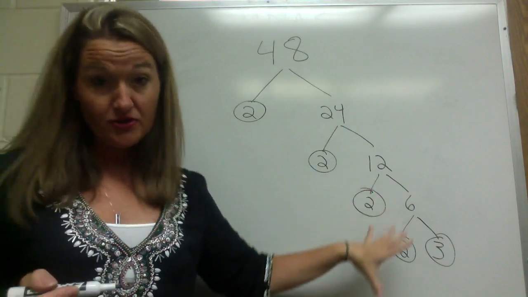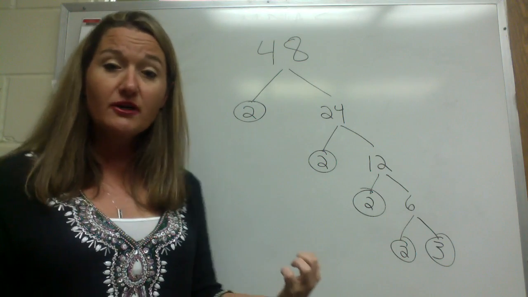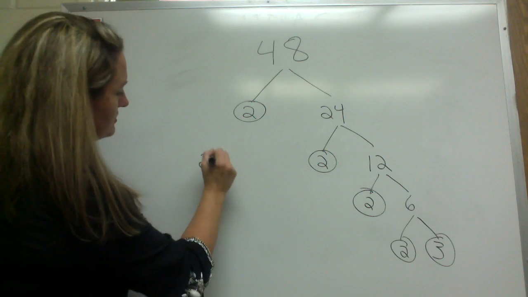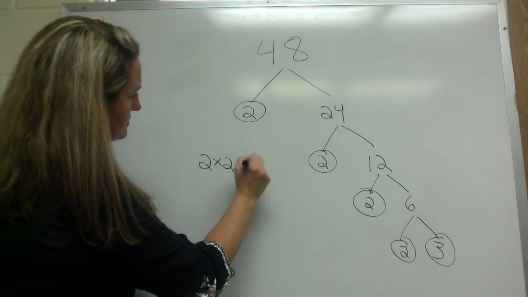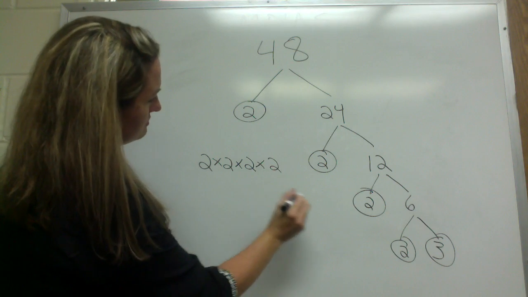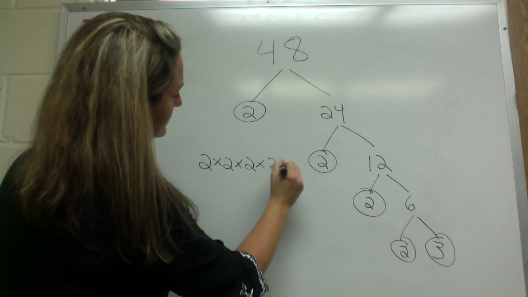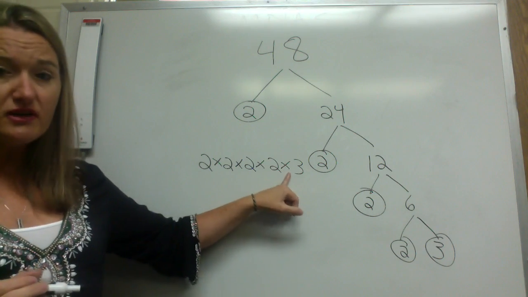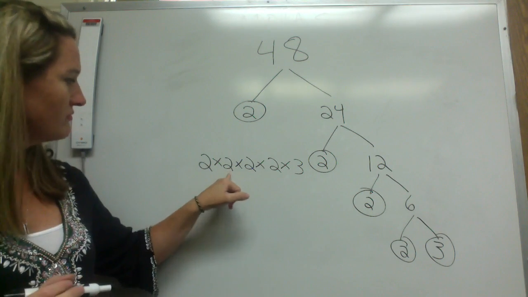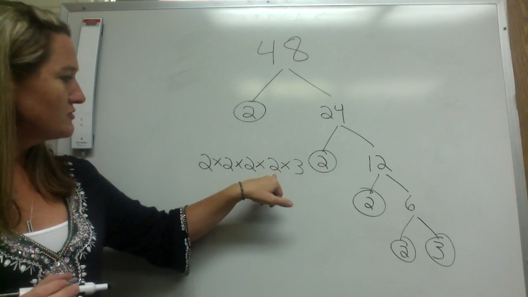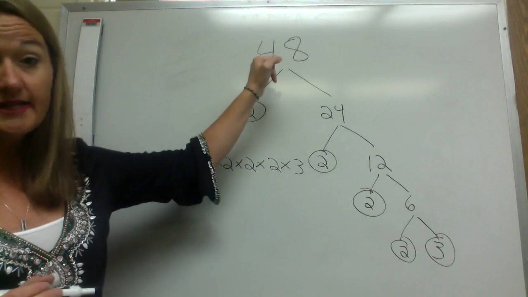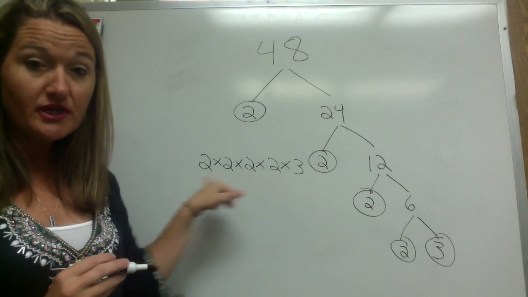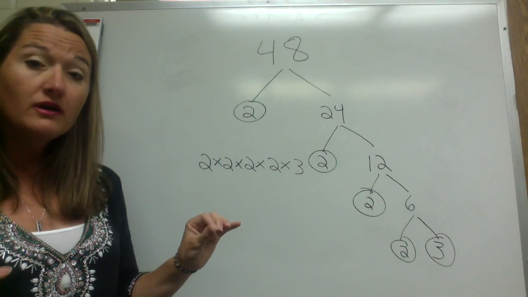If they're asking for the prime factorization, you first have to do a factor tree to figure that out. And then the prime factorization would be, look at the numbers that you circled: 2 times 2 times 2 times 2, 1, 2, 3, 4, times 3. That is the prime factorization of 48. And if I multiply 2 times 2, 4, 4 times 2, 8, 8 times 2, 16, 16 times 3, look at that, I got 48. It's amazing.